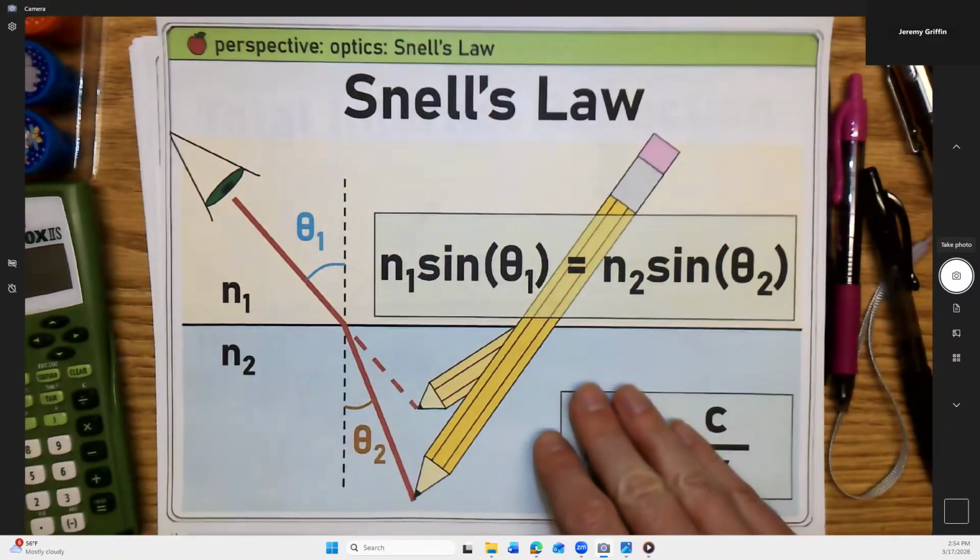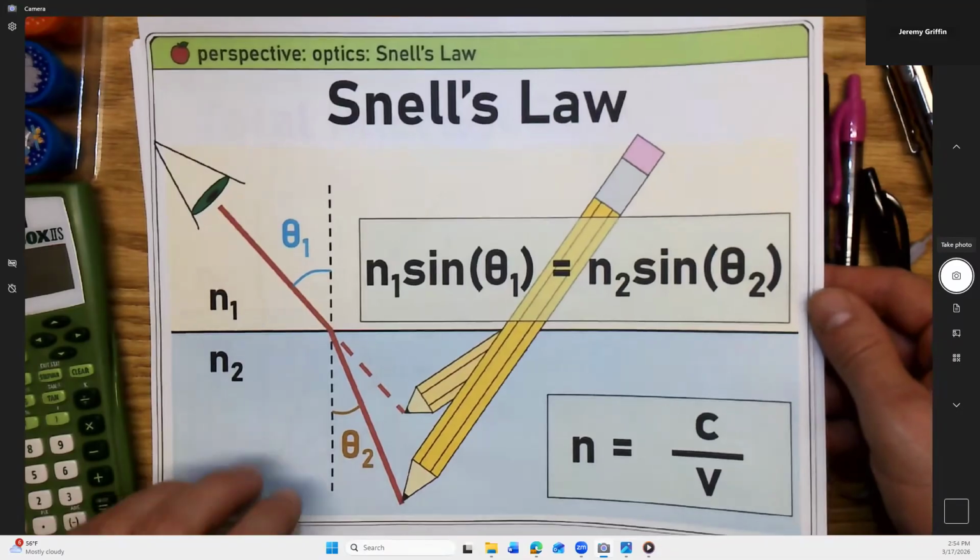All right, so we talked about Snell's law. You guys got Snell's law? Okay, we get to apply that tomorrow.